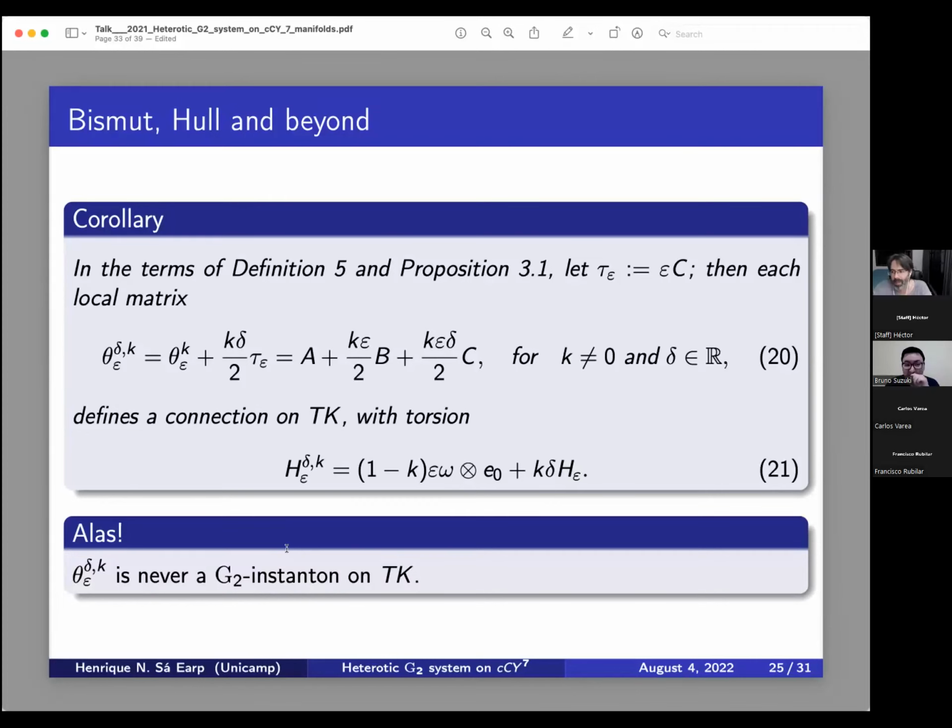Now, alas, we would hope that this connection could be a G2 instanton on the tangent bundle, but it can never be a G2 instanton. In fact, we can prove that it's never a G2 instanton. However, by fiddling a bit more with this connection, we can produce something which is almost an instanton. It's arbitrarily close to being an instanton, which is fine for perturbative theory.